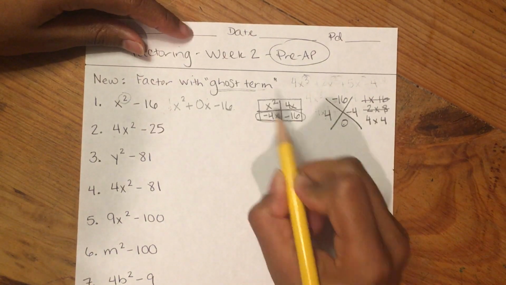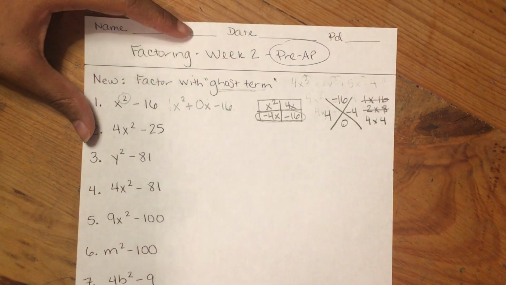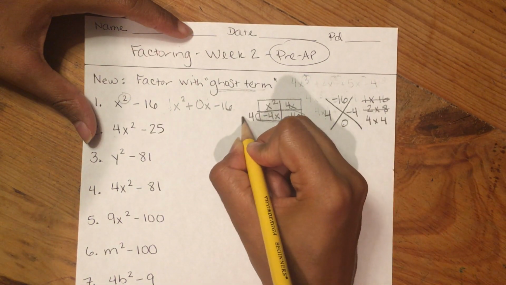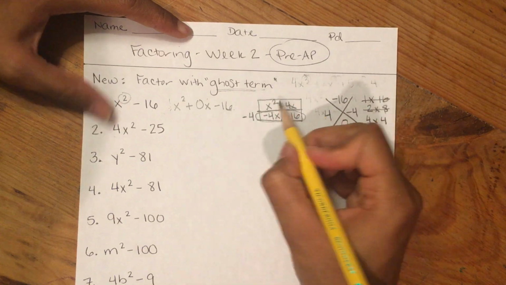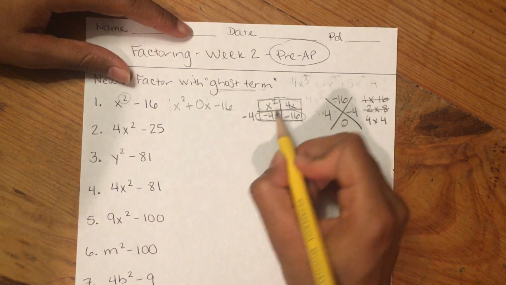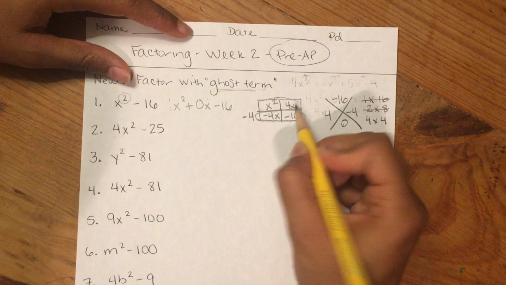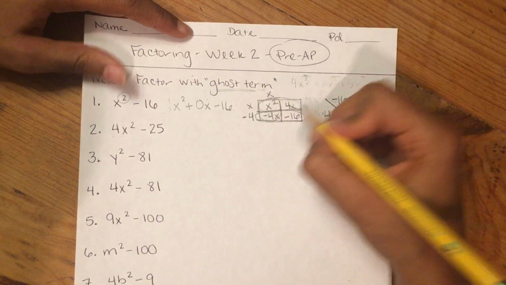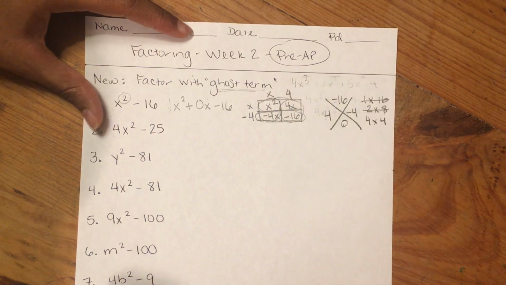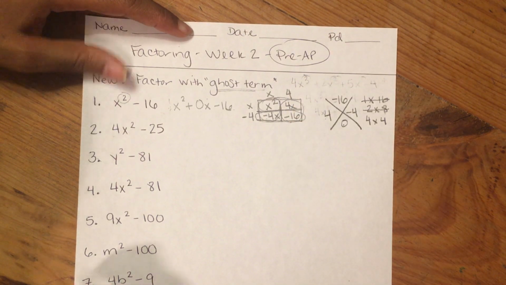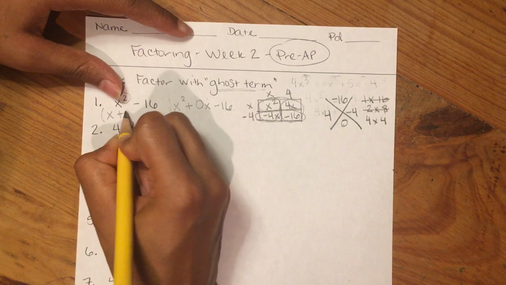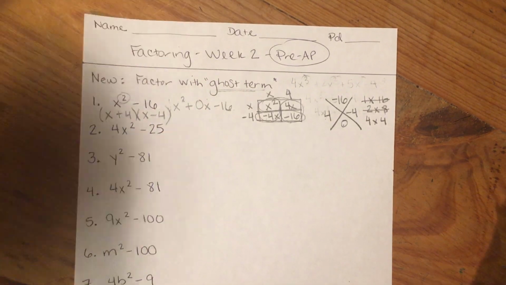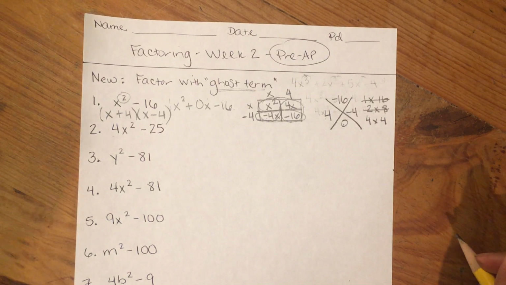Bottom. What's the GCF of that row? 4, and the box closest to me is negative, negative 4. Okay, here, top, x squared, 4x. First column, second column. Final answer? Done. Okay, let's do another one.